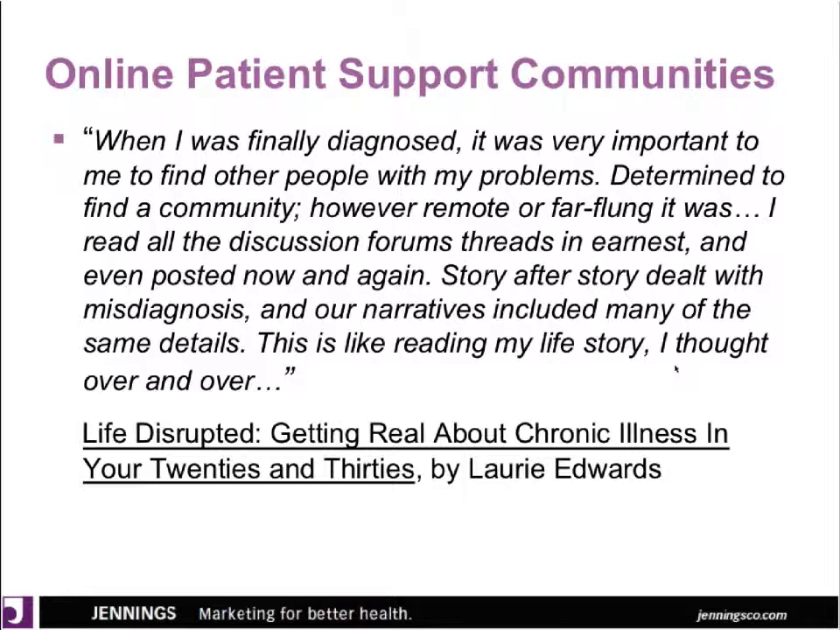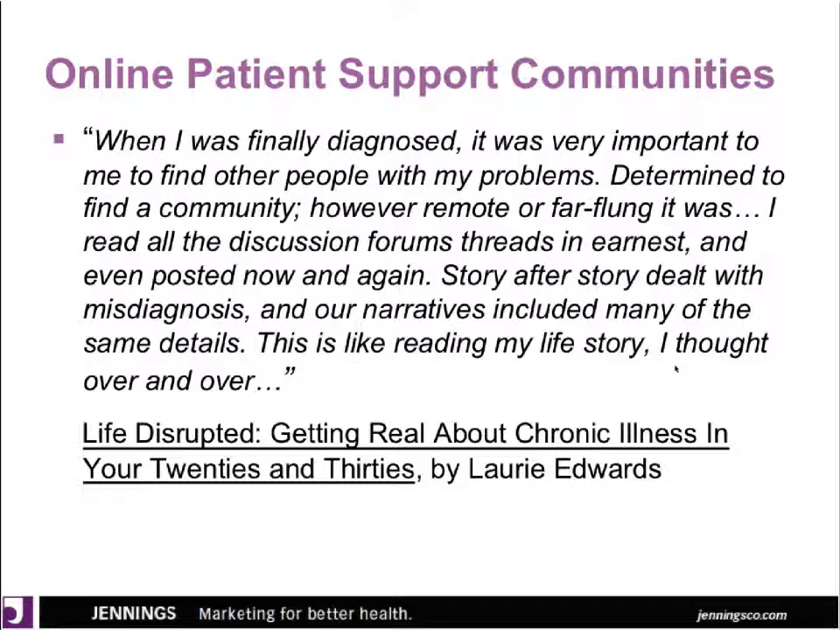She's wonderful. She said, when I was finally diagnosed, it was very important to me to find other people with my problems. This is exactly what we're talking about. Determined to find a community, however remote or far-flung it was, I read all the discussion forum threads in earnest and even posted now and again. Story after story dealt with misdiagnosis, our narratives included many of the same details. This is like reading my life story, I thought, over and over.